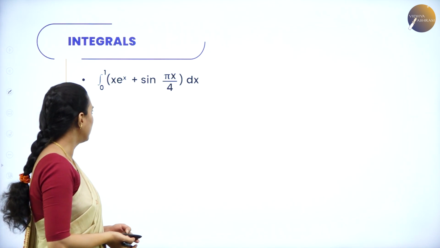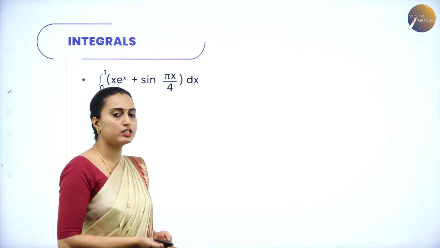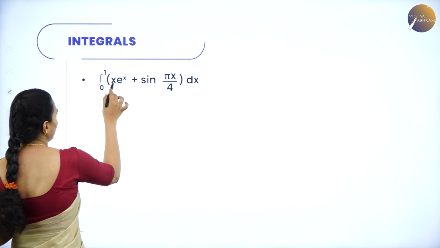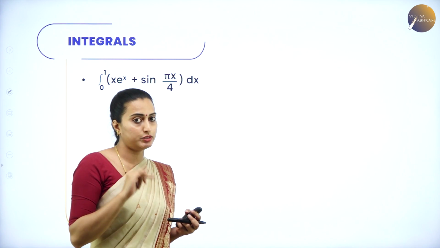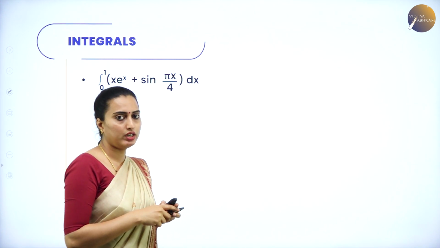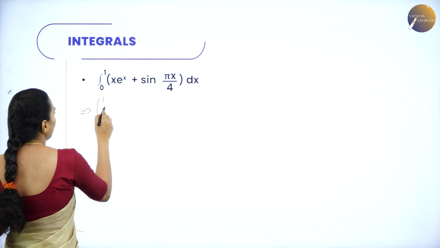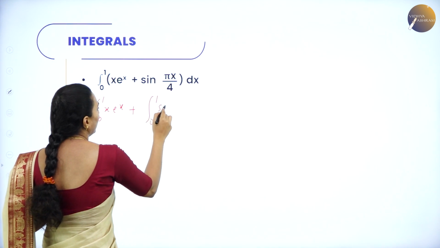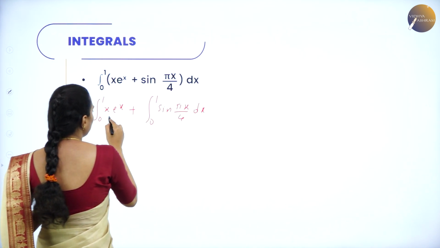Now what they have asked: integral of x into e power x plus sine pi x by 4. Now here, if you want to integrate this one, you have to go by integration by parts. You are having algebraic and exponential. This separately you can integrate. So segregate that one first, which implies integral 0 to 1 x into e power x, plus integral 0 to 1 sine pi x by 4 dx. First let us do this one.